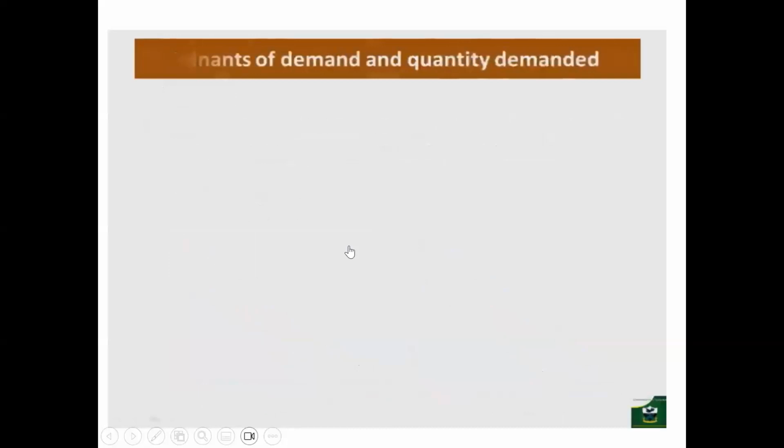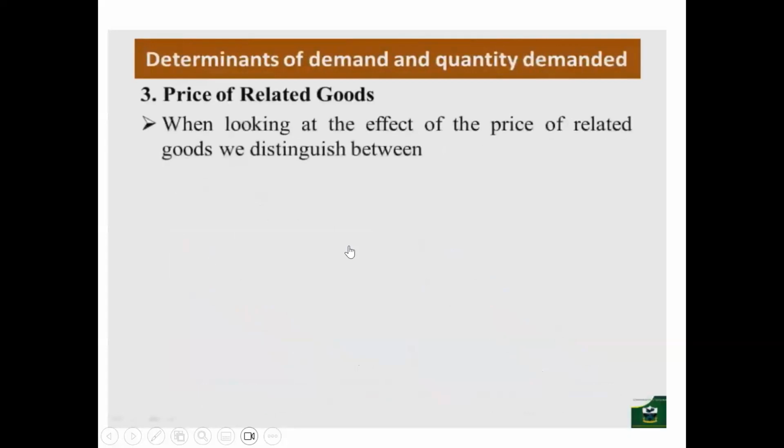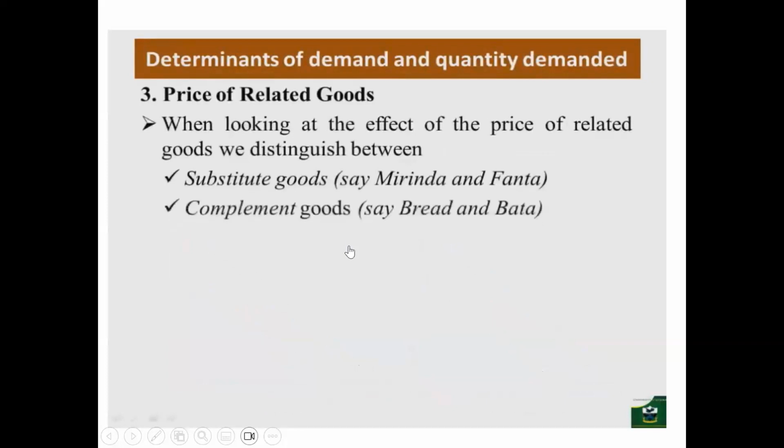The other determinant that we can look at is the price of related goods. When looking at the effect of the price of related goods, we distinguish between substitute goods, for example, Mirinda and Fanta, as well as complement goods, where we can take the case of bread and butter. Let's start by looking at the substitute goods, Mirinda and Fanta. Suppose that the Fanta price has gone up.